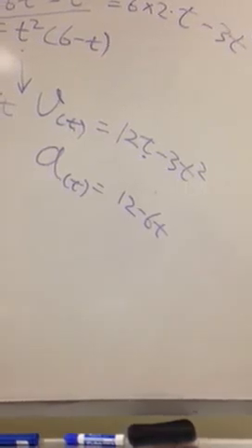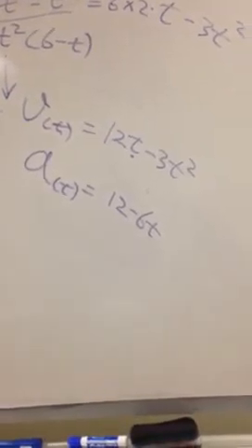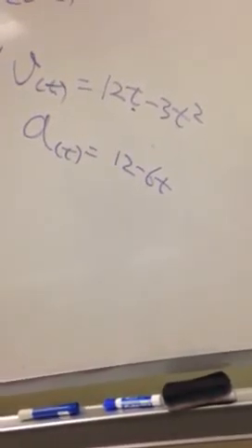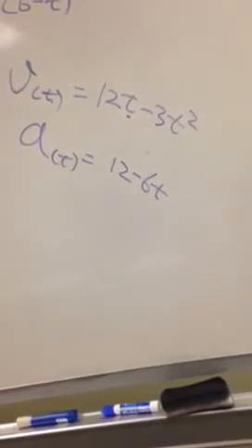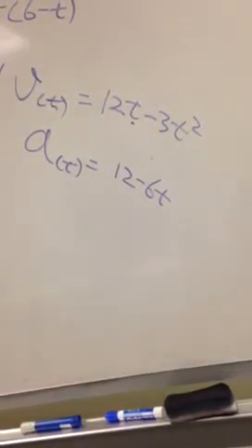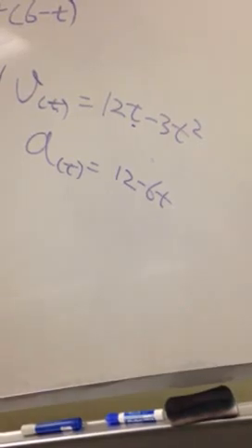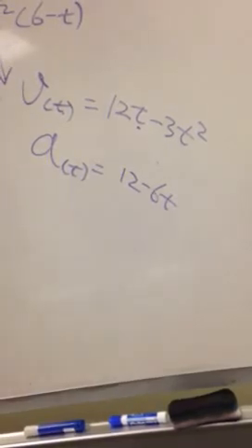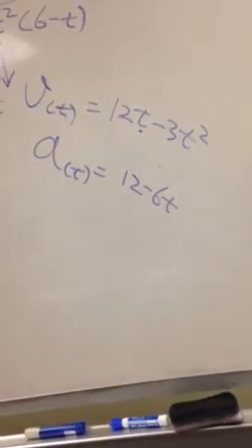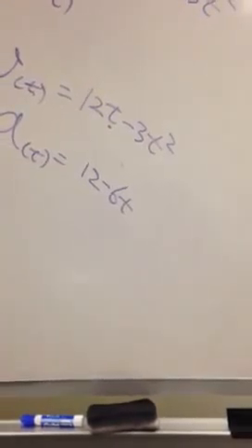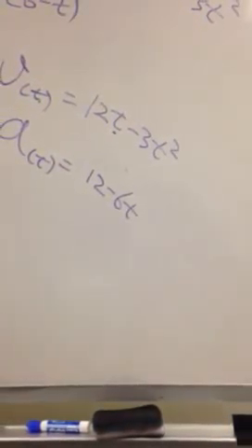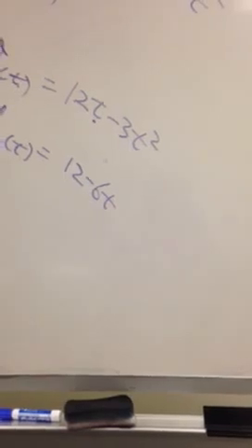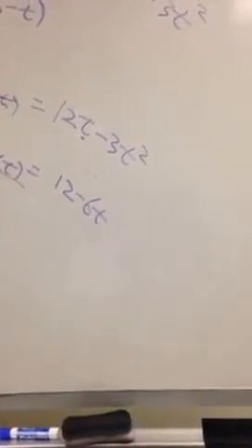So the question asks you when it achieves its maximum speed. You set that equal to 0 because at the maximum speed, the velocity would be 0, right? You're right, it will be 0. But you don't know, you want to see this according to the acceleration function.